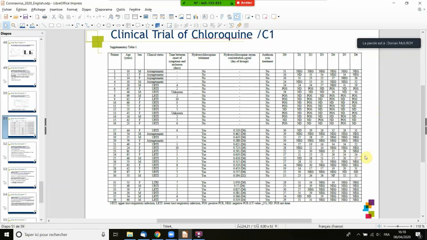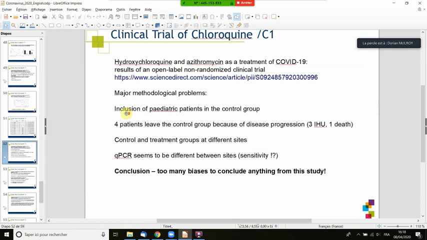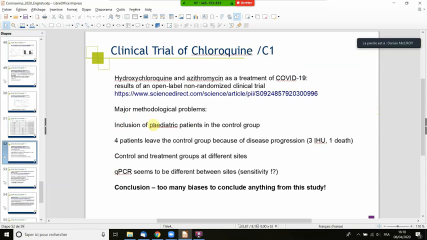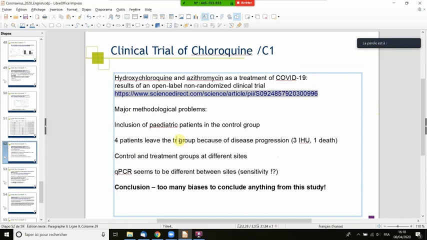Okay, so this is my take on this study. I think, along with probably most people, that there are big methodological problems here. They have pediatric patients in the control group, which probably should never have been done. Four patients left the treatment group because of disease progression. So how can you say that you have a favorable outcome to your treatment if you just exclude the patients with the most unfavorable outcome?